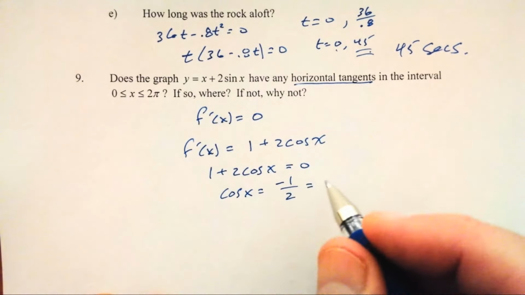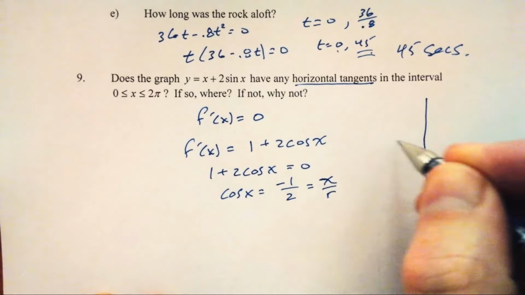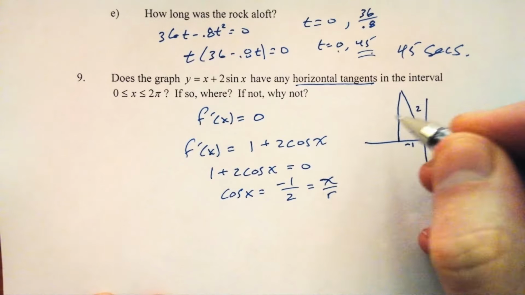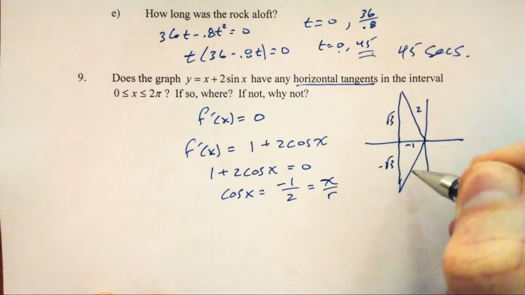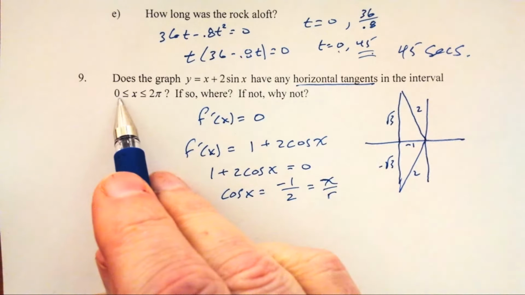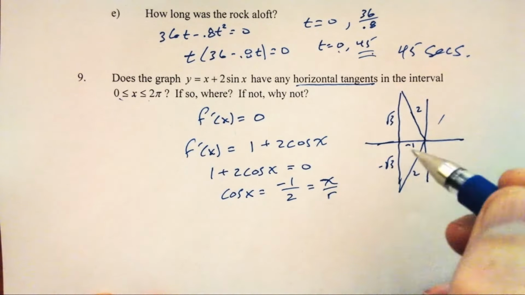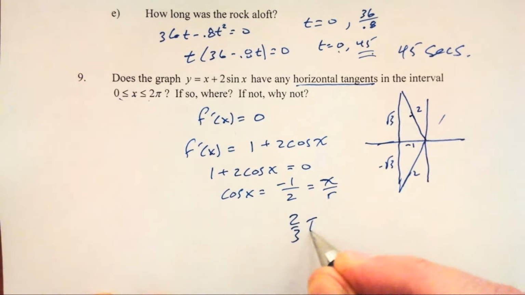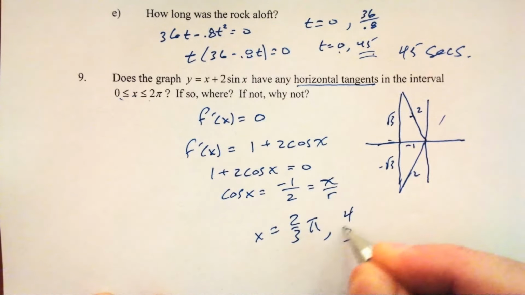When is cosine negative 1/2? Well, cosine is negative 1/2 when x is in the second and third quadrants. That gets me to here. And there. And I'm allowed to rotate from 0 to 2 pi. That's 60, 60, 60, 60. That's two 60-degree angles from pi, or 2/3 pi and 4/3 pi.